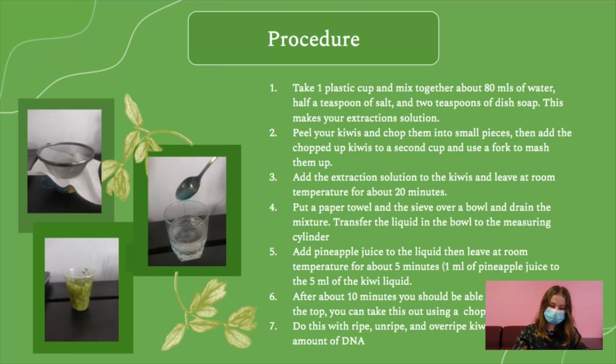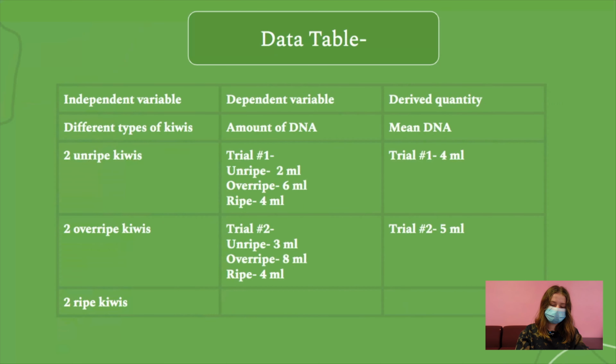Put a paper towel and a strainer over a bowl and drain the mixture. Transfer the liquid in the bowl to the measuring cylinder. Add the pineapple juice to the liquid, then leave at room temperature for about 5 minutes. After about 10 minutes, you should be able to see kiwi DNA. If you add the pineapple juice, at the top, you can take this out using a chopstick. Do this with the ripe, unripe, and overripe kiwis and compare the amounts of DNA you get.